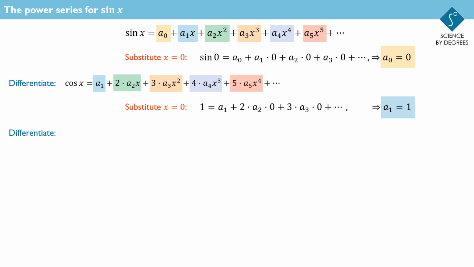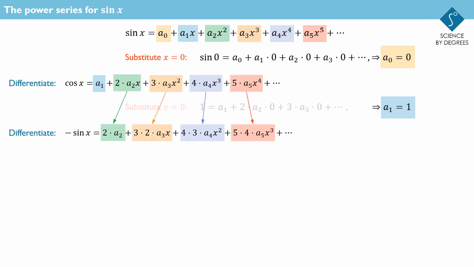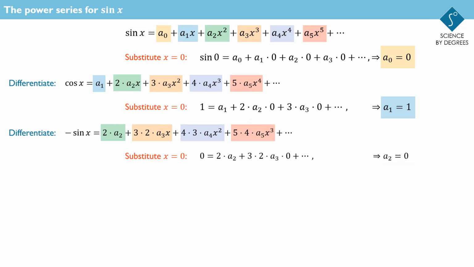Then we repeat. Differentiate, following the same method as before. The derivative of cos x is minus sin x. We won't explain that here, and if you didn't know that, you should look it up. And substitute in x equals 0. Again, as before, 2a2 survives, the rest are 0, but minus sine of 0 equals 0, so a2 equals 0.